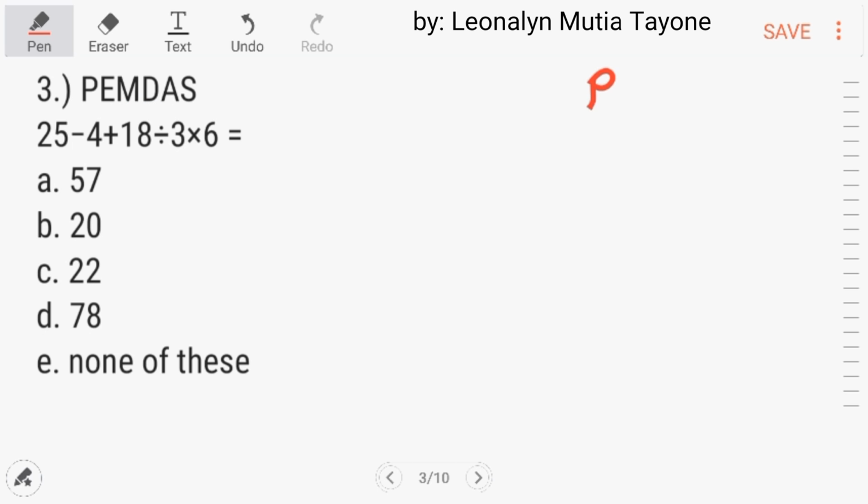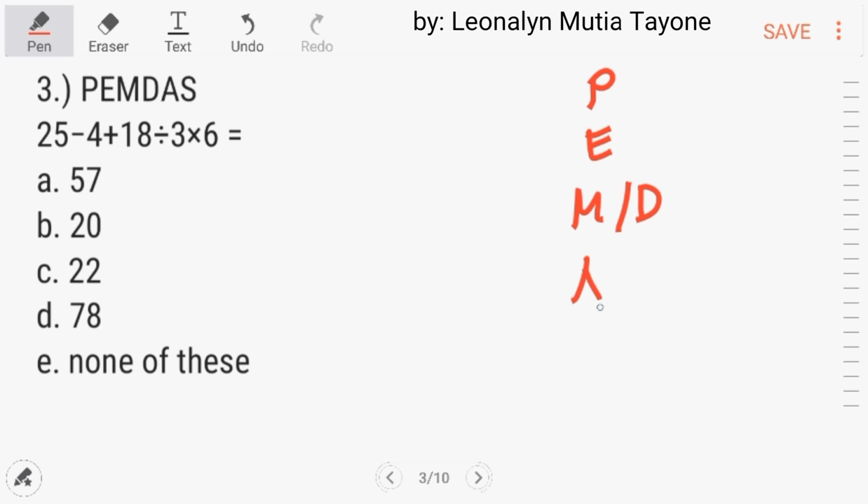Una, yung groupings or parentheses. Next is exponent or yung mga indices. Wala dito sa given. Next is multiplication or division, kung alin ang mauna sa given. Kung nauna ang division, i-divide muna natin. Kung nauna ang multiplication, i-multiply muna natin.